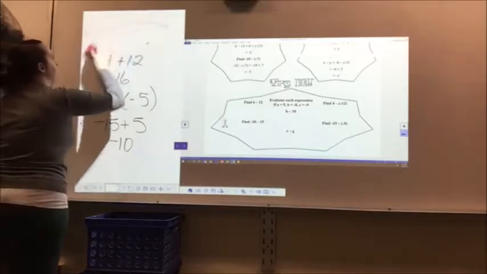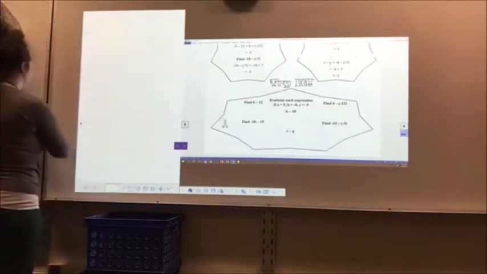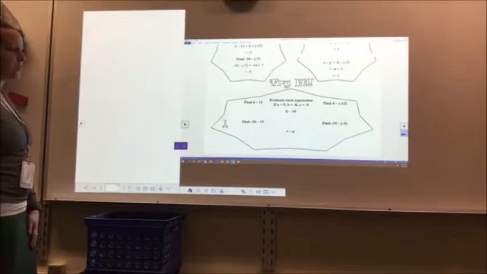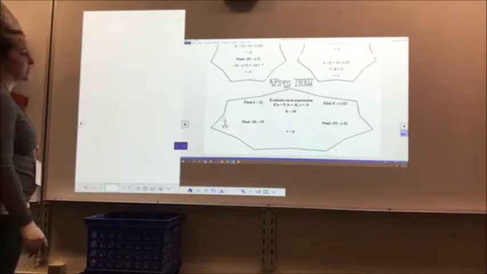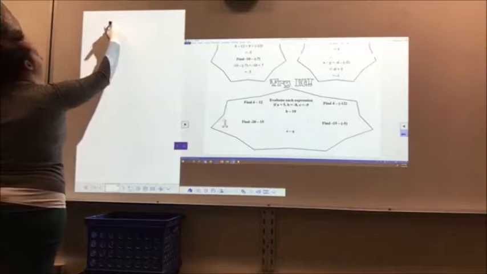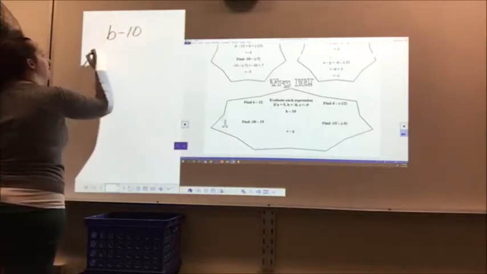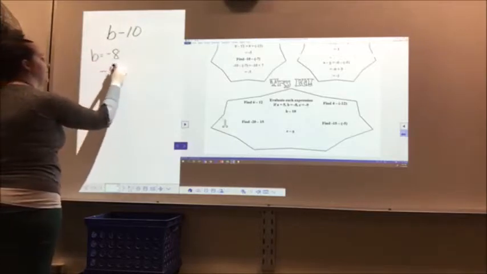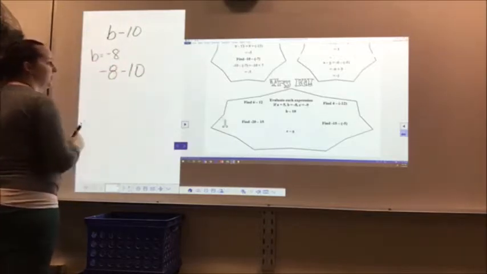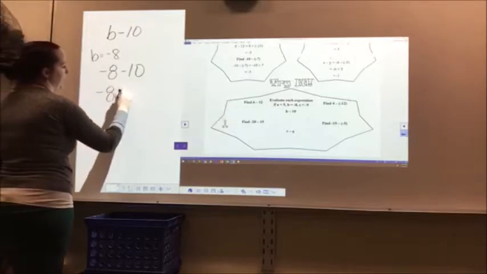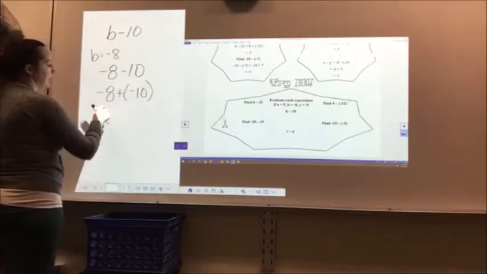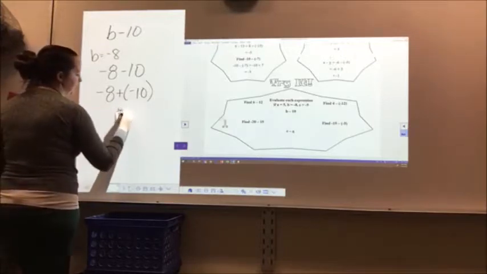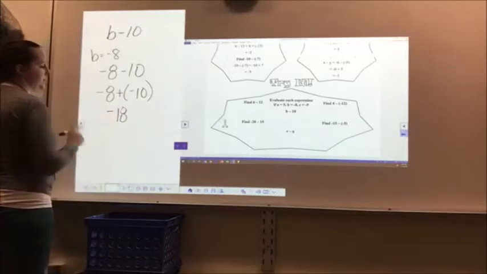Then the ones in the middle, evaluate each expression if A equals 5, B equals negative 8, C equals negative 9. So the first one I have is B minus 10. Well, I know B equals negative 8, so I substitute that in. I have negative 8 minus 10, which I can rewrite as negative 8 plus a negative 10. Same sign, so I add them. 8 plus 10 is 18. Both are negative, so it's negative 18.